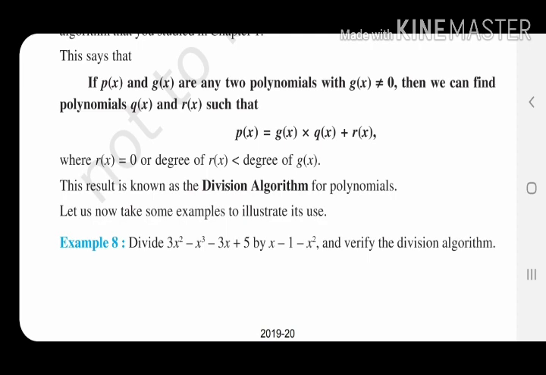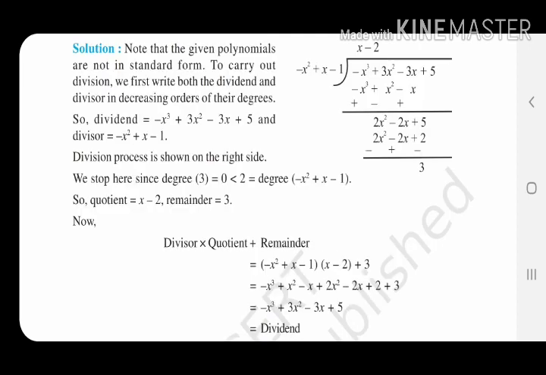Now we will do one example as given in the book. The example is: divide 3x square minus x cube minus 3x plus 5 by 1 minus x square. First we will arrange everything in decreasing order of exponent. It is clearly written on the right side: minus x cube plus 3x square minus 3x plus 5. Also the divisor is arranged: minus x square plus 1. Here we check the first term of the divisor, minus x square, and the first term of the dividend, minus x cube.